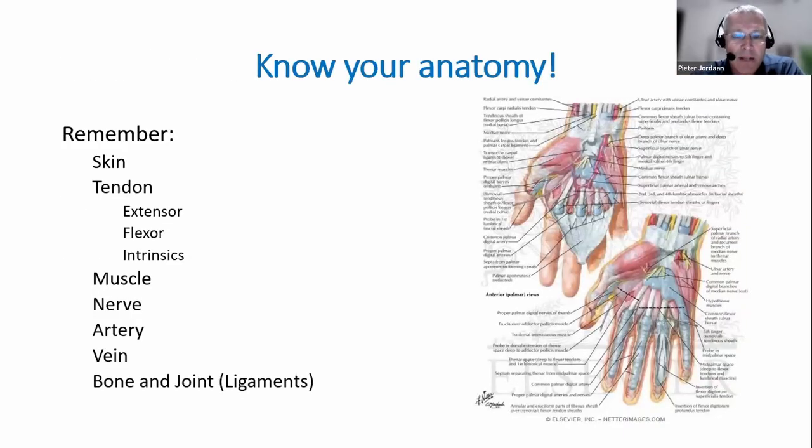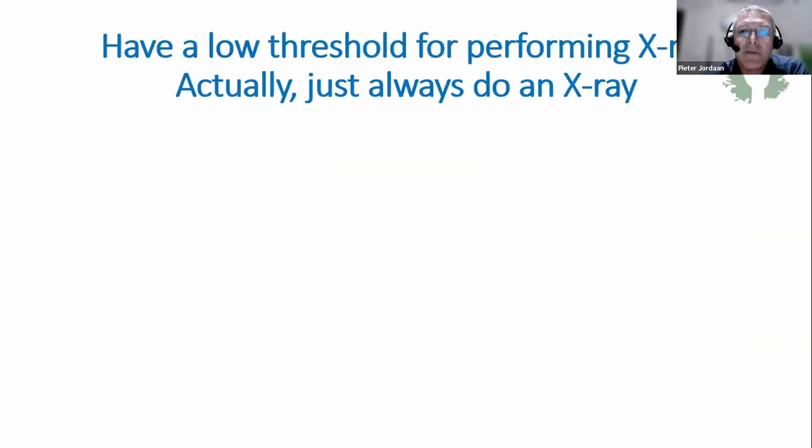So just getting back to your anatomy, I know I harp on about this, but to me, this is the most important part of assessing the hand, is knowing your anatomy. So remember, you've got to think skin, you've got to think tendons, extensor tendon, flexor tendon, the intrinsic tendons. You've got to think of the muscles, think of the nerves, think of the arteries, think of the veins, think of the bones and the joints, i.e. the ligament injuries. And have a very, very low threshold for performing an X-ray. And if I can give you some advice, just always do that X-ray. I think don't skimp on X-rays.